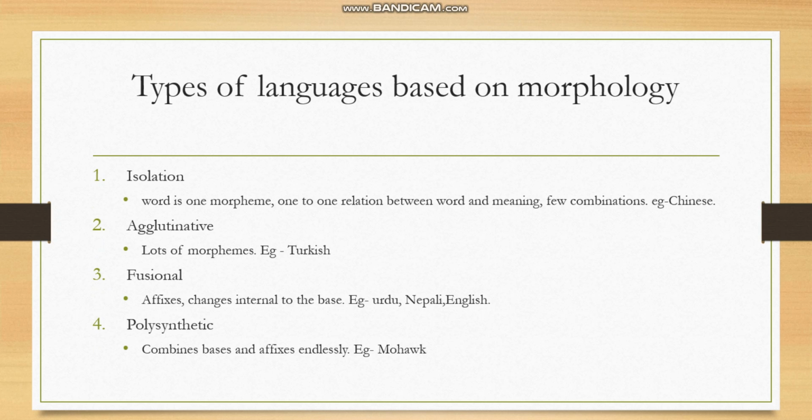The type of language is based on morphology. You can research about it a little bit more, but there are isolating languages, where a word is one morpheme; there's a one-to-one relation between word and meaning. Example: Chinese. Then there is agglutinative: lots of morphemes. Example: Turkish. And there are fusional languages, where affixes change is internal to the base. Example: Urdu, Nepali, English. A polysynthetic language combines bases and affixes endlessly.